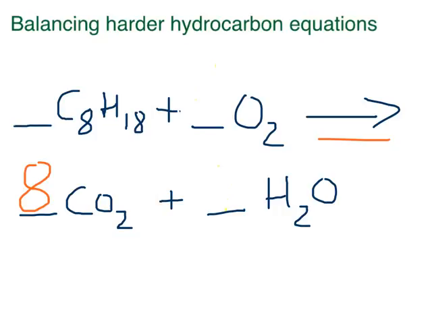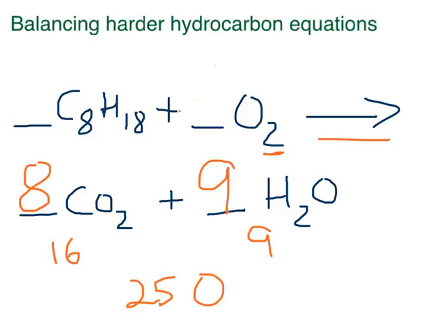Okay, hydrogens come next. Over here, I've got 18, and over here, I've only got 2. So blank times 2 equals 18, or 18 divided by 2, equals 9. Now here's the problem. If you look, I've now got 8 times 2, which is 16 oxygens, and I've got 9 more here, for a total of 25 O's.